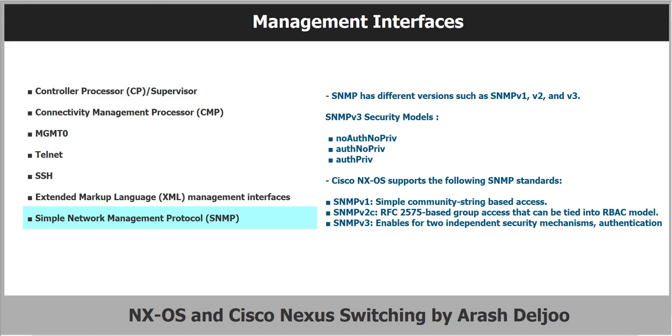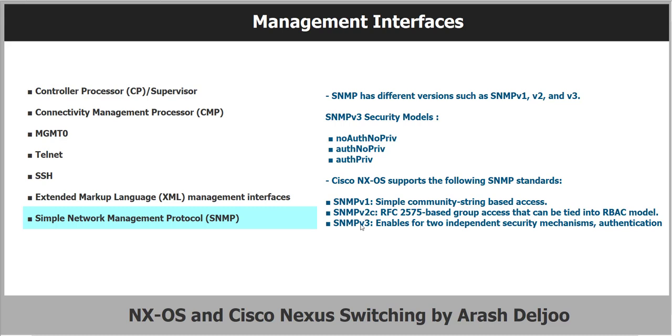Cisco NX-OS supports the following SNMP standards. SNMP version 1. SNMP version 1 has simple community string-based access, meaning a simple password. SNMP version 2c, or version 2 community, has RFC 2575 based group access that can be tied with the RBAC model.